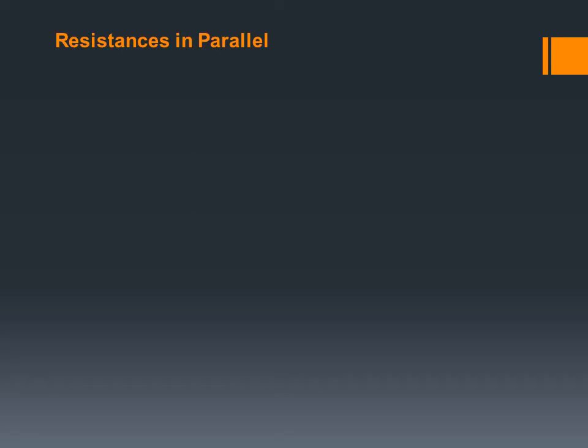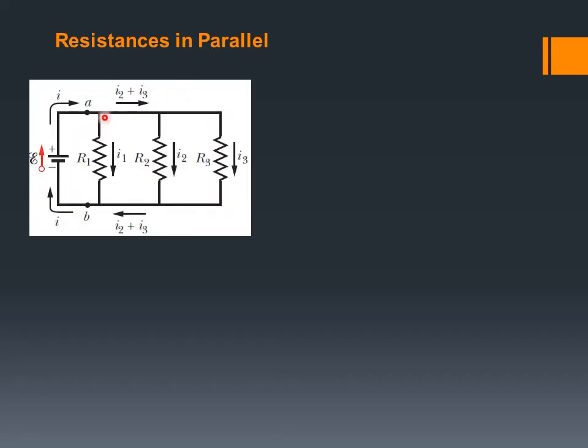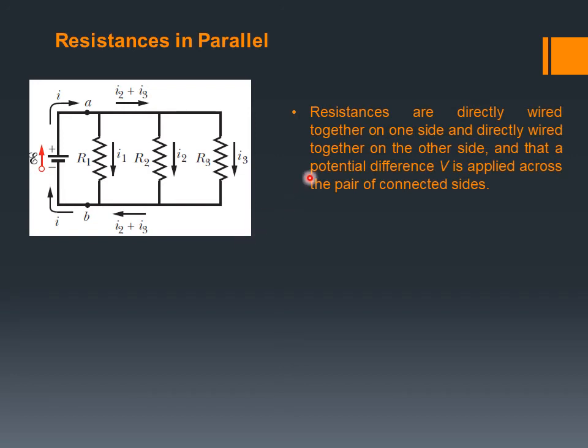Now, resistances in parallel. You see this circuit: here is a battery, current flows, and here are three resistors R1, R2 and R3, and the directions of the currents I1, I2 and I3 are shown across the resistors. The resistances are directly wired together on one side, and directly wired together on the other side, and a potential difference V is applied across the pair of connected sides.